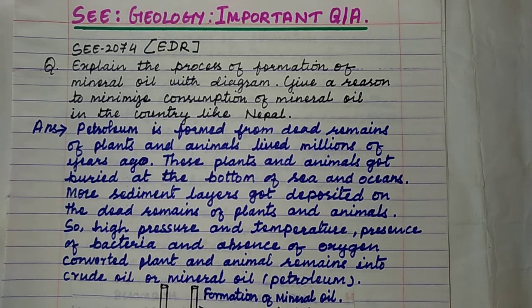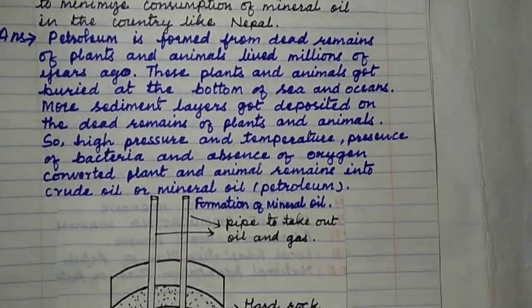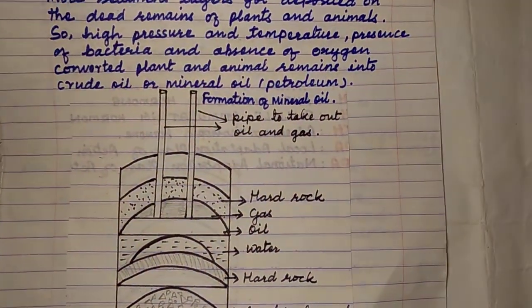So marine plants and animals got buried deep inside the bottom of seas and the oceans, and high pressure and temperature, lack of oxygen, and bacteria change these organic matters into mineral oil or crude oil. Now the diagram is this one.